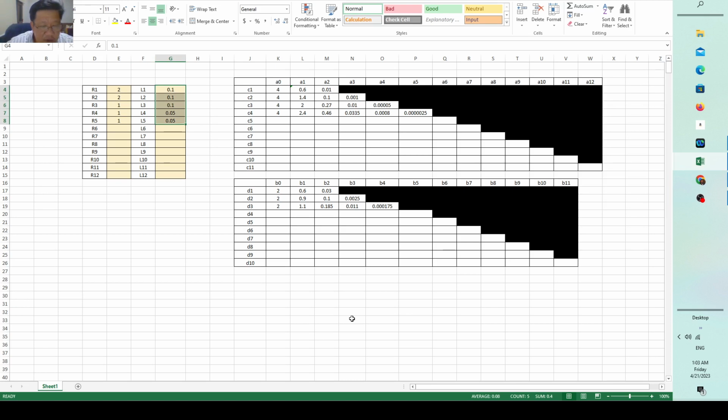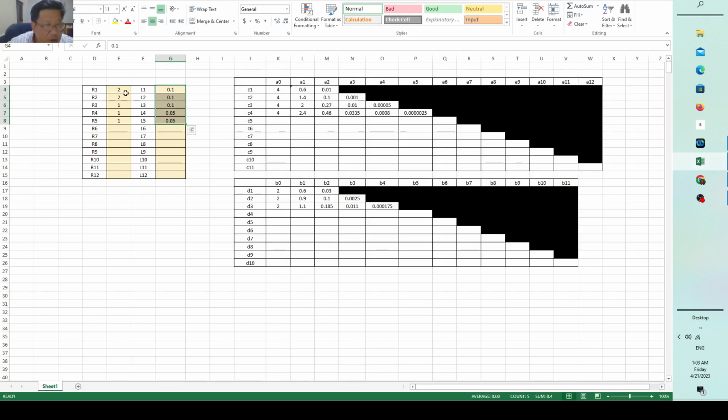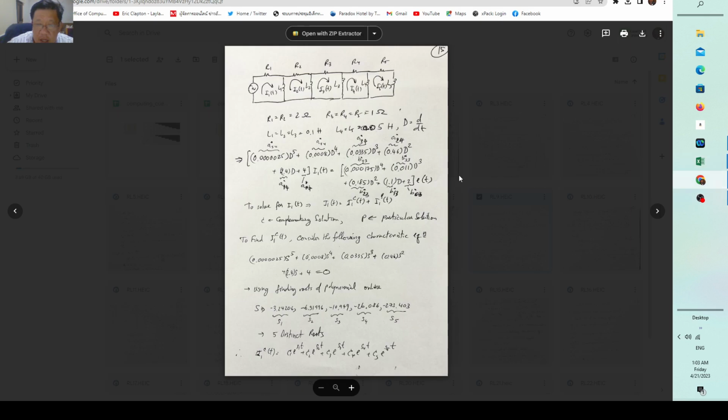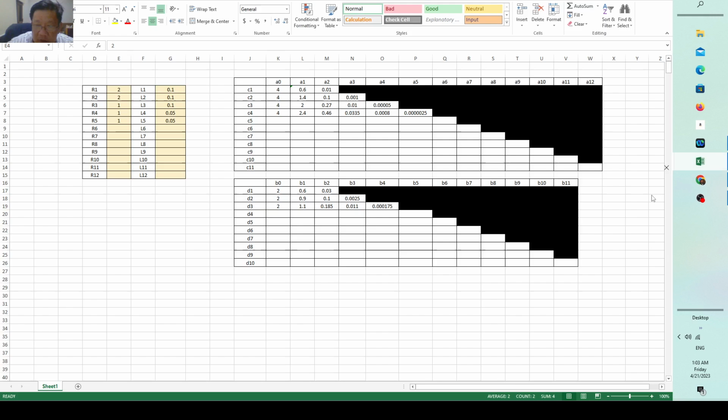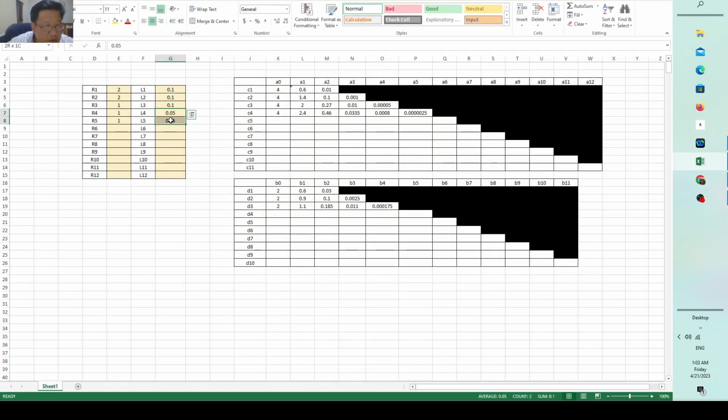Actually, we use the Excel platform to implement this. Let's say for this given value, R sub 1, R sub 2 equal to 2 ohms. I put this here, and then R sub 3, R sub 4, R sub 5 is equal to 1 ohm. Put it in here. And then L sub 1 to L sub 3 is 0.1 Henry. This is the given value. And L sub 4 and L sub 5 is 0.05. So this is the one that I gave you over here.